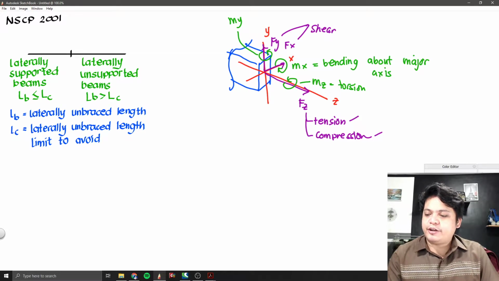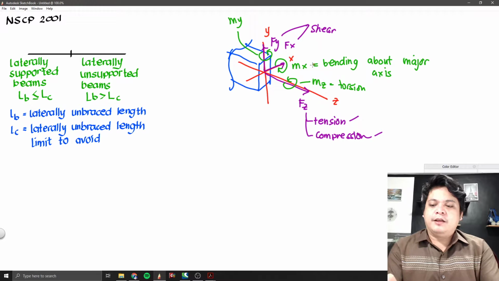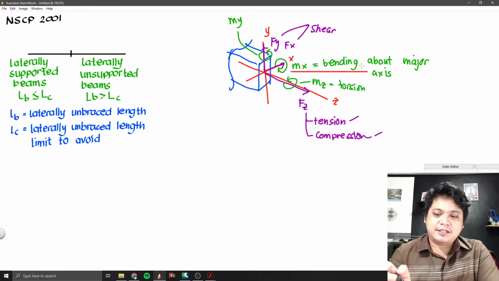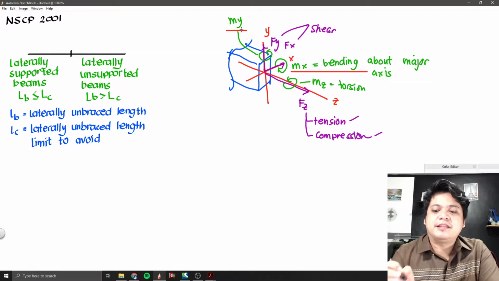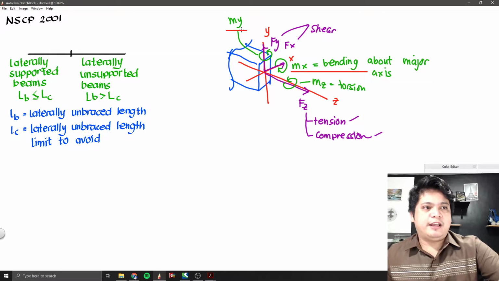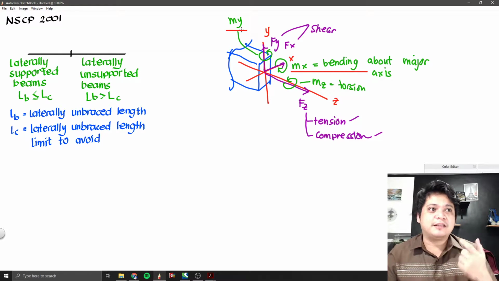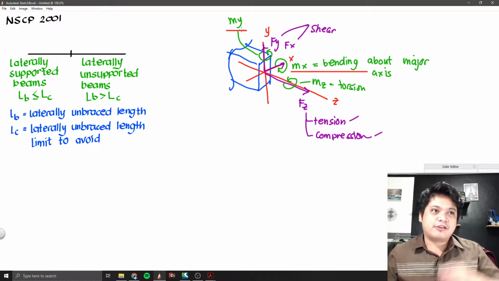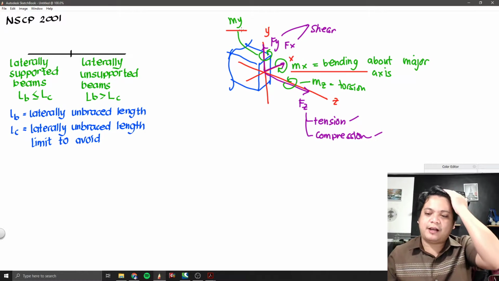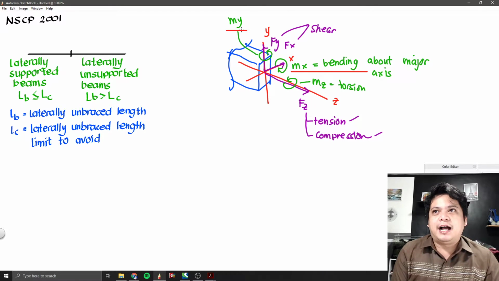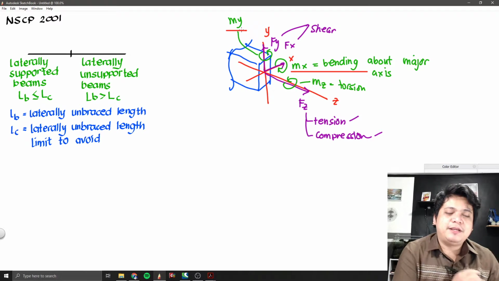So, ngayon, ang pag-aaralan natin is this one. Major axis, or bending about major axis, and then bending about minor axis. Okay, if the beam experiences the major axis bending and then the minor axis bending, paano natin siya i-consider at paano natin siya i-design. Okay? So, with this topic, meron akong ilang importanteng sabihin. Okay? Una, this is what you call the laterally unbraced length.